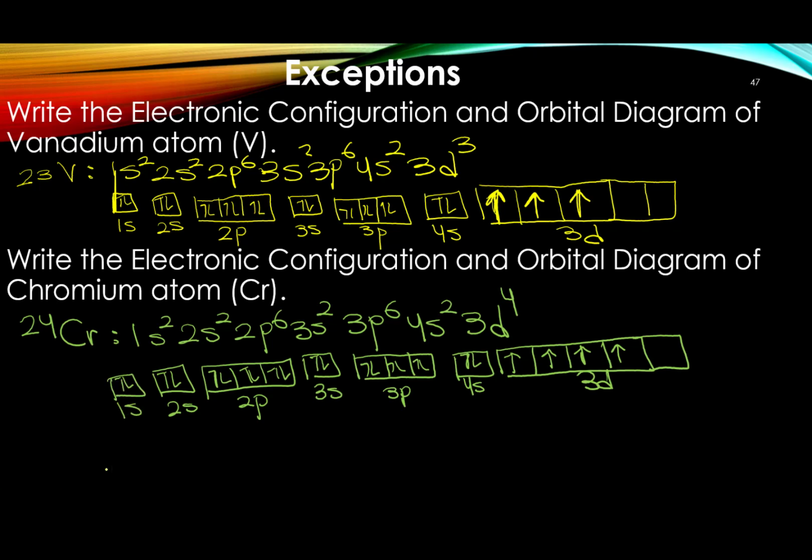Okay, and I'm going to write it here. Let's go with blue. Then actually for chromium, it will be 1s2, 2s2, 2p6, 3s2, 3p6, 4s1, 3d5. Now let's do the orbital diagram.